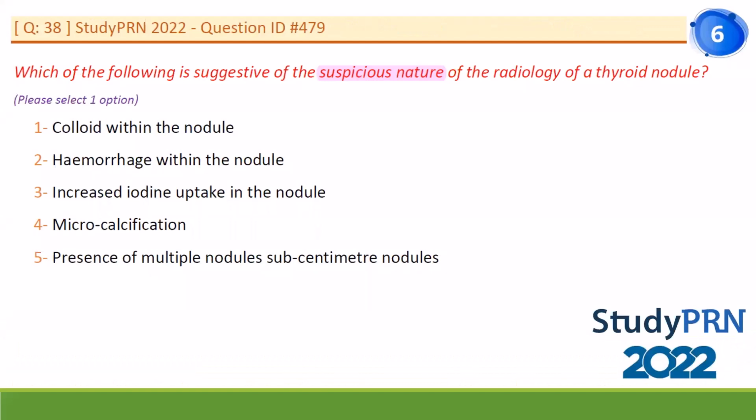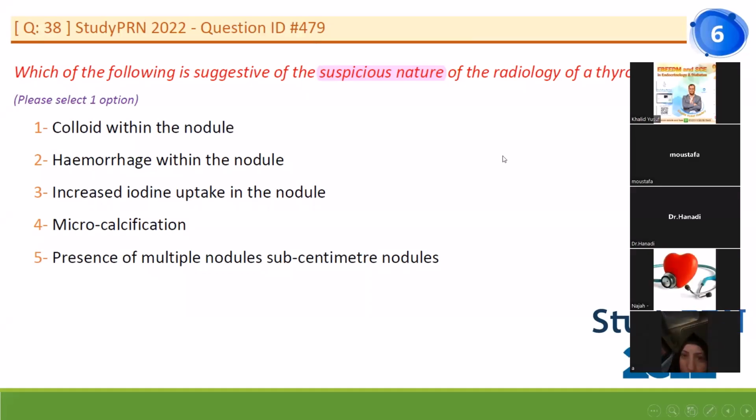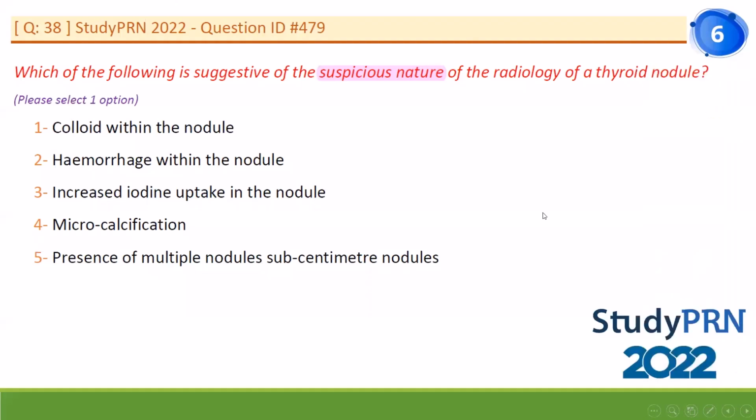Which one of the following features is suggestive of a suspicious nature of a thyroid nodule? And this is from the latest edition of Study BRN. Which one? Number 4. Yes, microcalcification, this is one of the most important suspicious features. Once you see microcalcification, this is a very important alarming feature of thyroid malignancy.